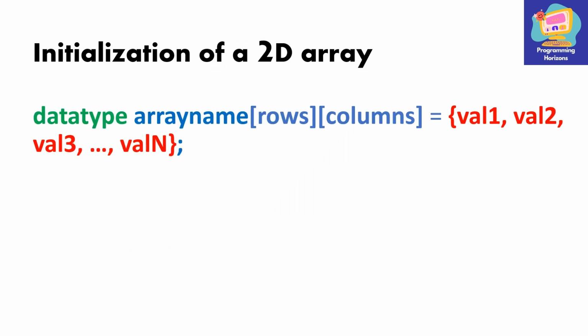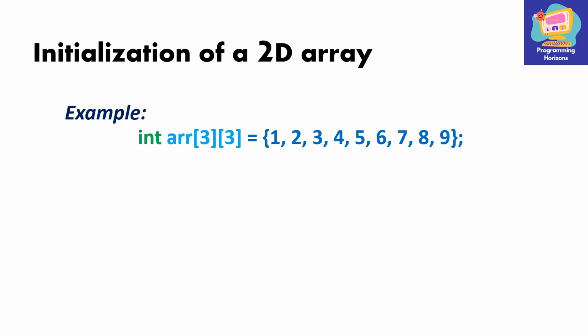In order to initialize a two-dimensional array, we need to first supply the data type and the name of the array along with number of rows and number of columns. Then we put an assignment operator, and within the curly braces we have to supply all the values which we wish to store within this array. We can initialize our given array ARR 3 by 3 with 9 integer values, let's say from value 1 to 9, just by mentioning those values within a pair of curly braces. This is one way of initialization.